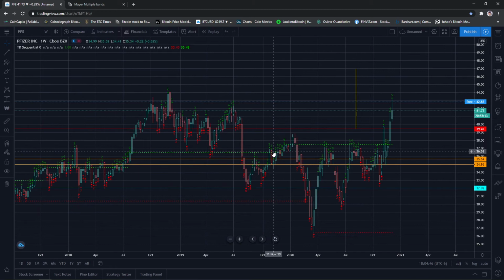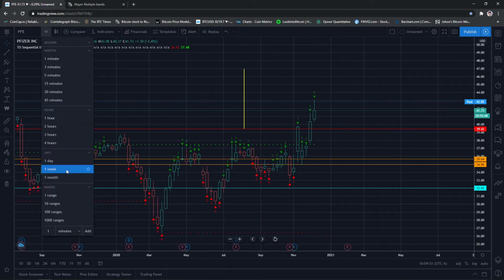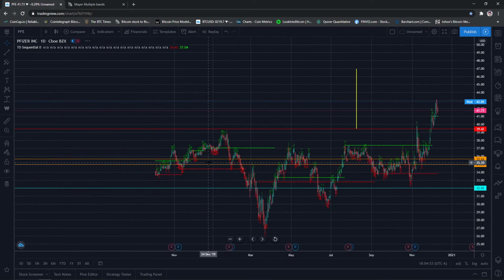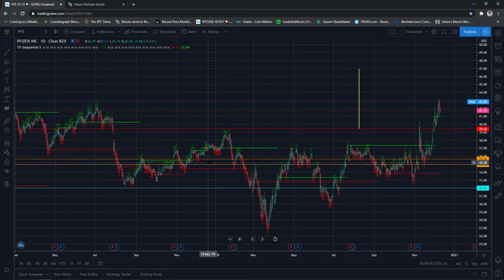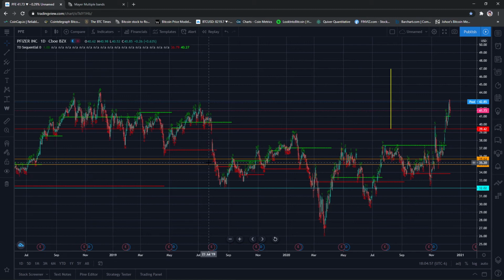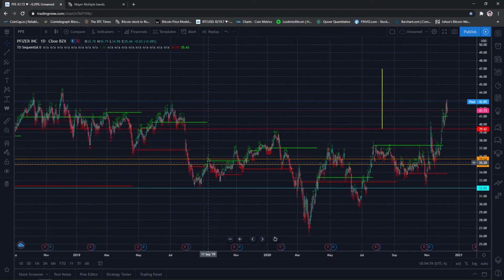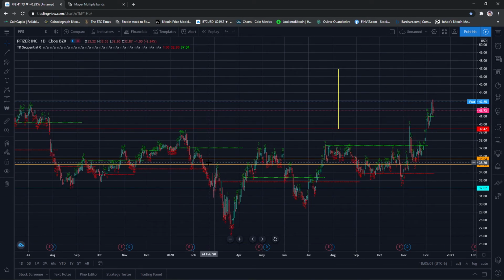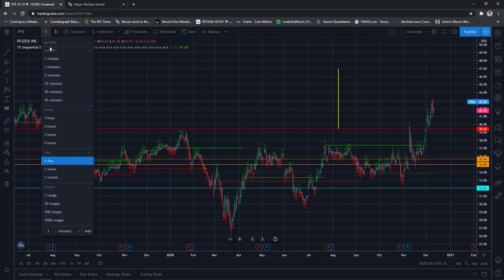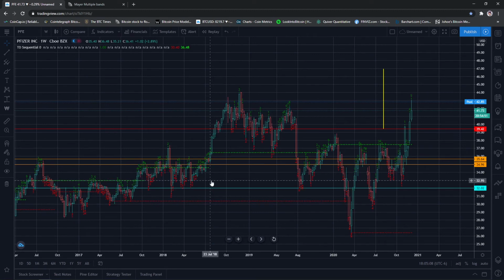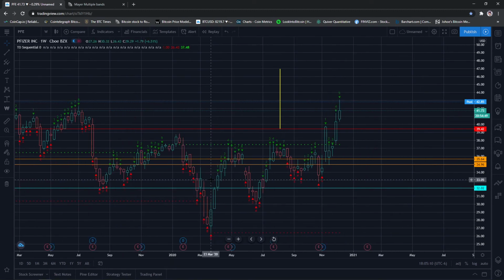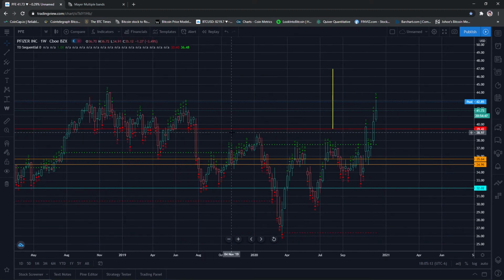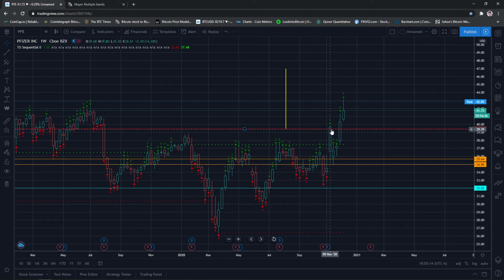Where did I get that number from? It doesn't matter. I don't remember, but it must be on the daily. It must be a TD sequential on the daily. No, it's not. I don't know where I formulated that from, but I got it from somewhere. But at some point in time, I said that that was a resistance level. We broke out of it.